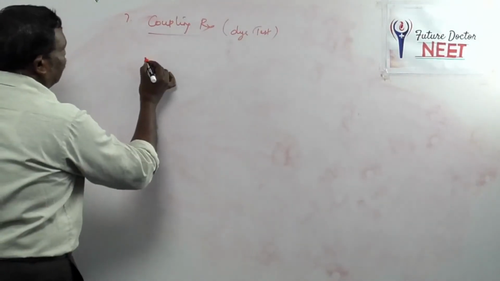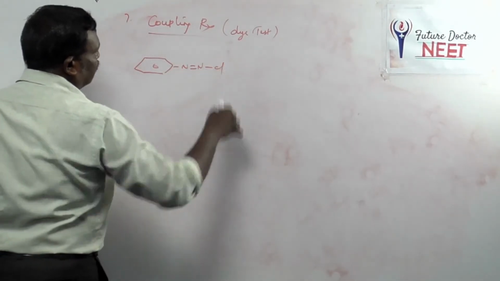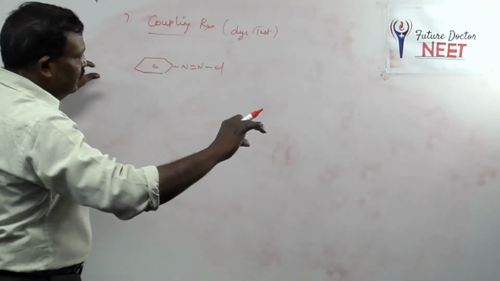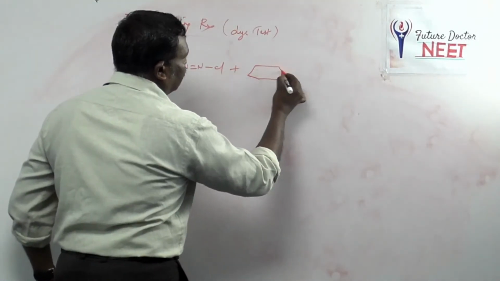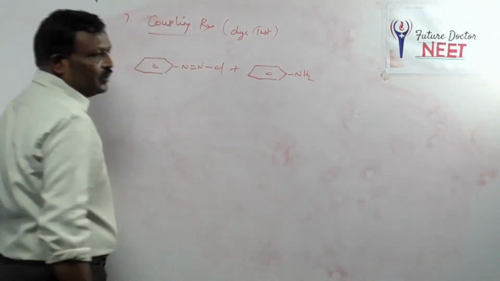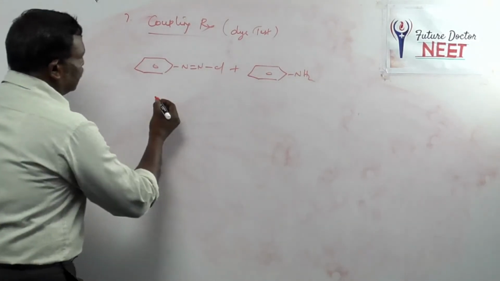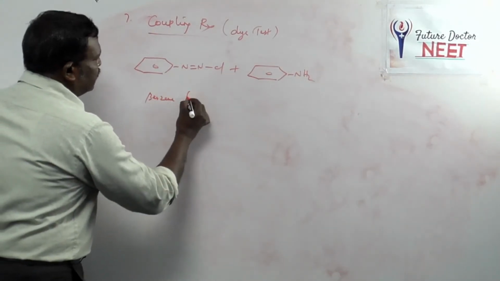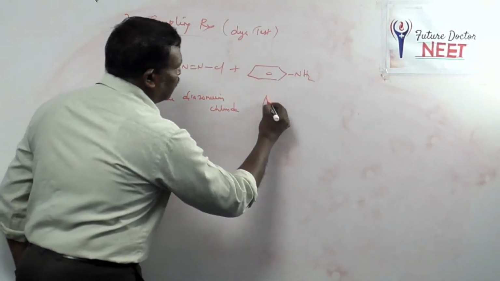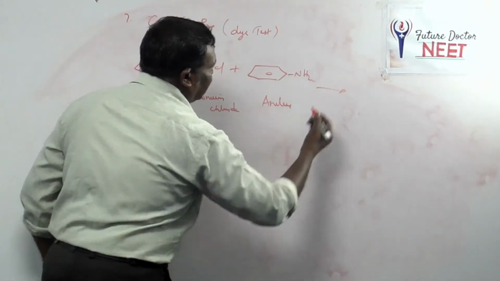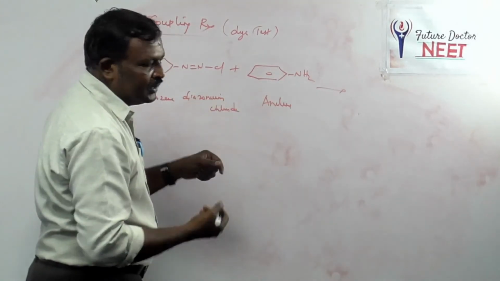So here, what is this? Benzene I put in horizontal form. It reacts with what? This is aniline. This is called benzene diazonium chloride. What is this? Aniline, simple. Coupling reaction means coupling at the para position. One reagent will be removed. That will be the product.